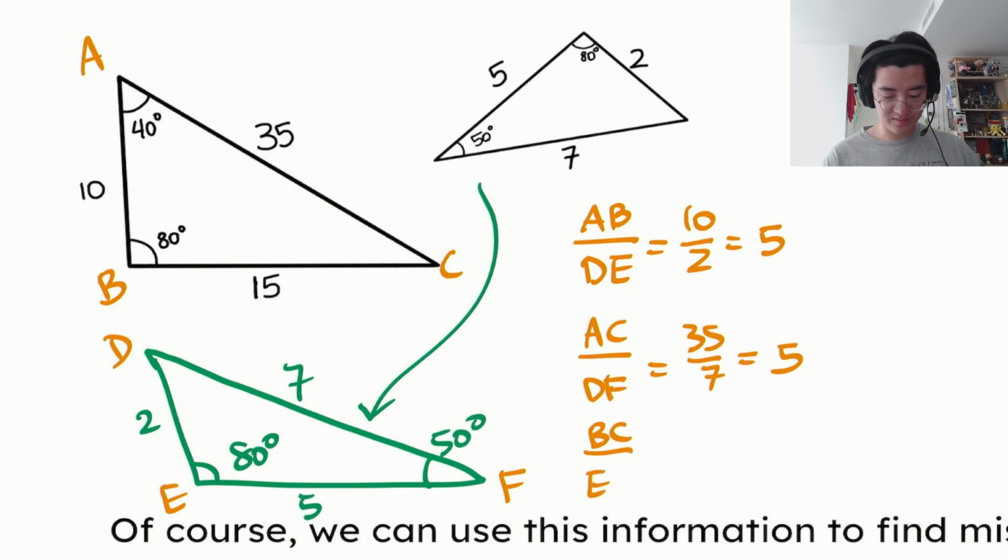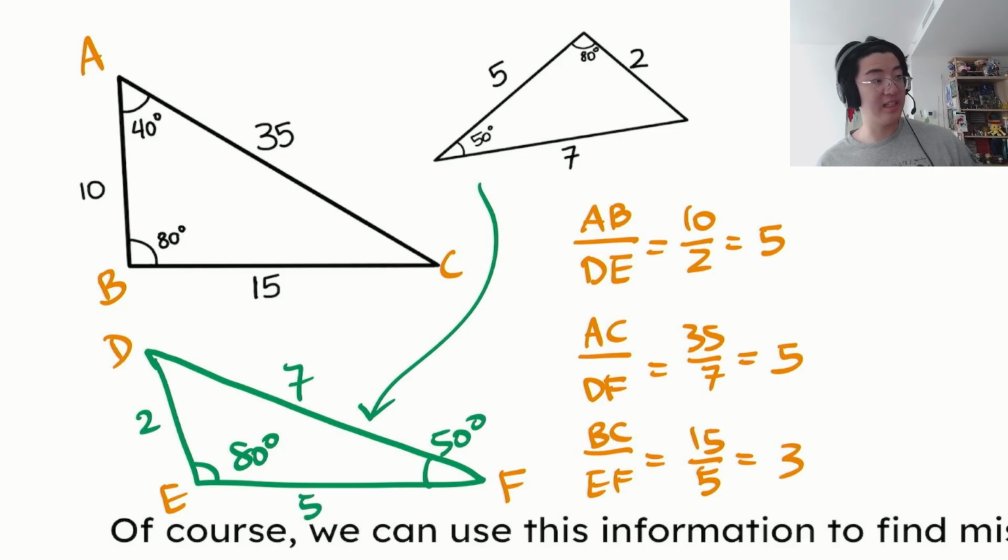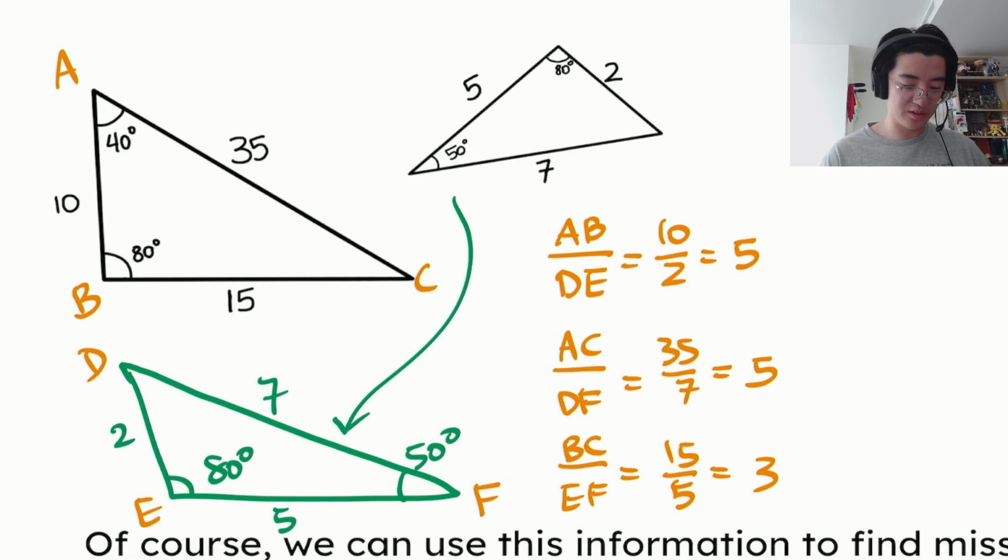But this line down here, BC over EF. You probably already can tell where this is going. 15 over 5, which is 3. So as we can see here, all the scales are different, which means that this is not a similar triangle.